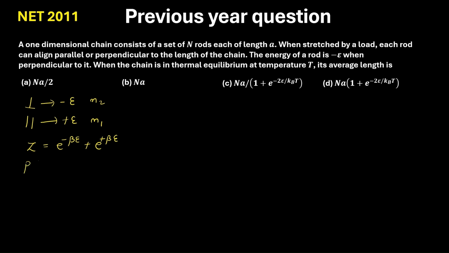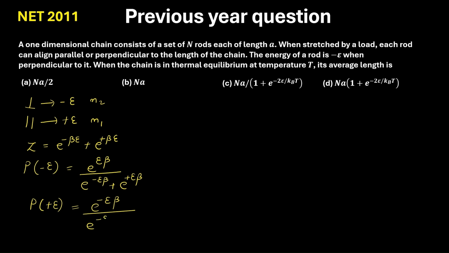So the probability of staying in minus epsilon will be e to the power epsilon beta divided by e to the power minus epsilon beta plus e to the power plus epsilon beta. What about the probability for having plus epsilon? It will be e to the power minus epsilon beta divided by the partition function.